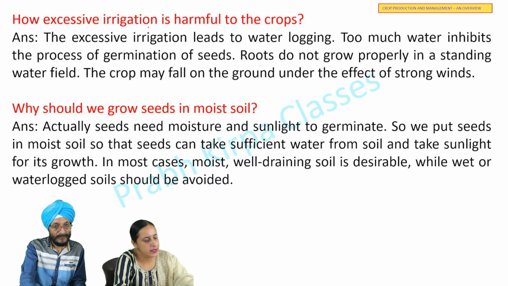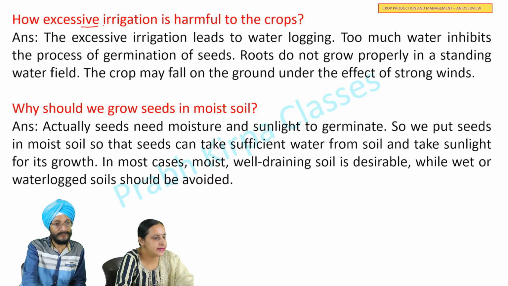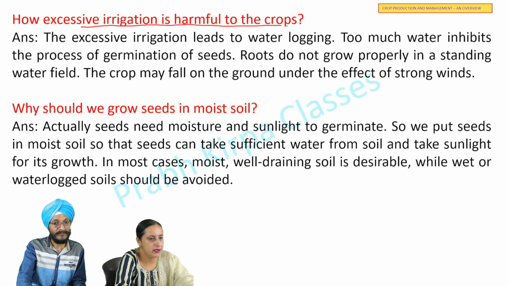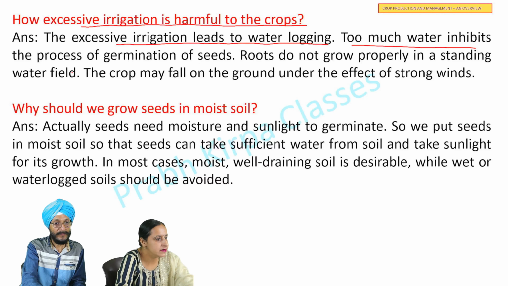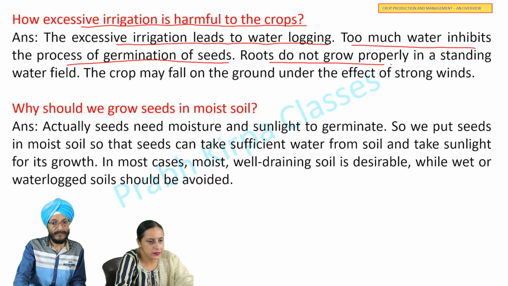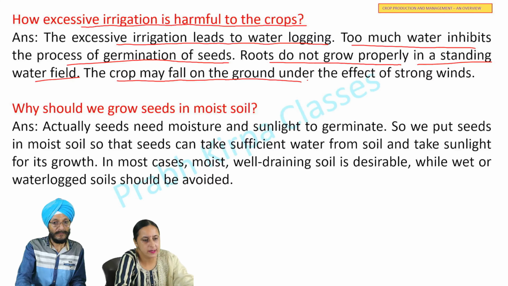Now, some important questions. How is excessive irrigation harmful to the crops? Answer. Excessive irrigation leads to waterlogging. Too much water inhibits the process of germination of seeds. Roots do not grow properly in a standing water field. The crop may fall on the ground under the effect of strong winds.